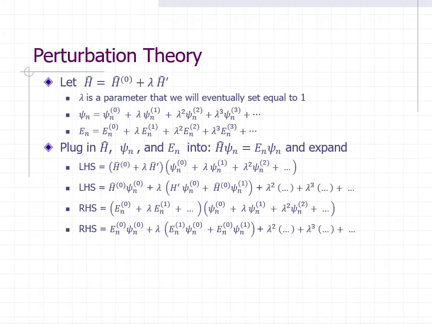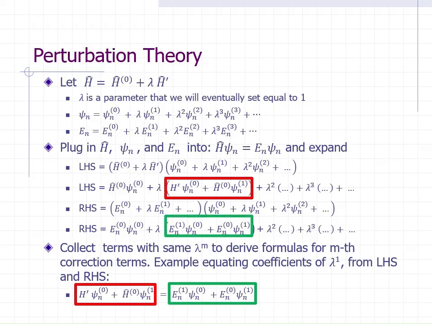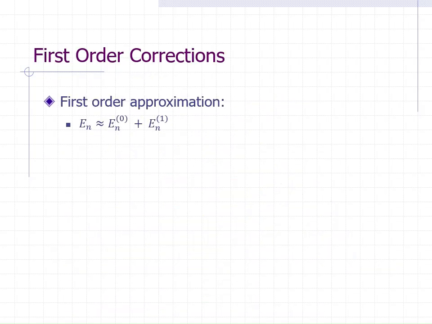For each power of lambda, we then equate corresponding coefficients. The equation relating coefficients of lambda to the power m eventually leads us to the formulas for the mth order corrections. For example, this is the coefficient of lambda on the left-hand side, and this is the coefficient of lambda on the right-hand side. Further mathematical manipulations eventually lead us to the formulas for the first-order corrections. Let's take a closer look at the first-order approximation.